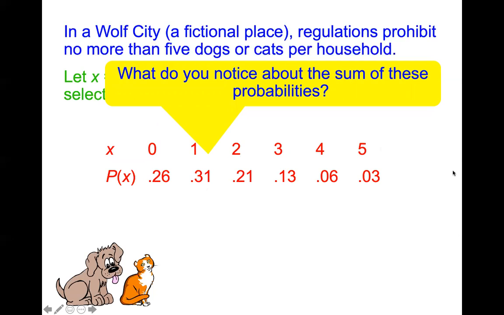If you are ever asked to create your own probability distribution, a quick check to make sure you got all those numbers right is to add them up and make sure they add up to 1.